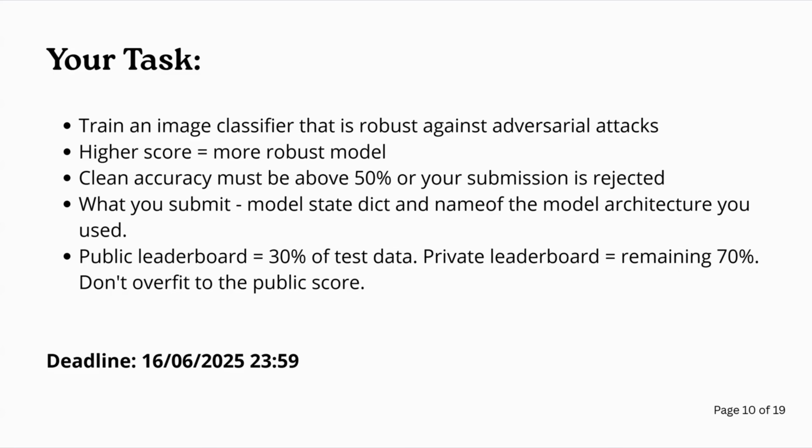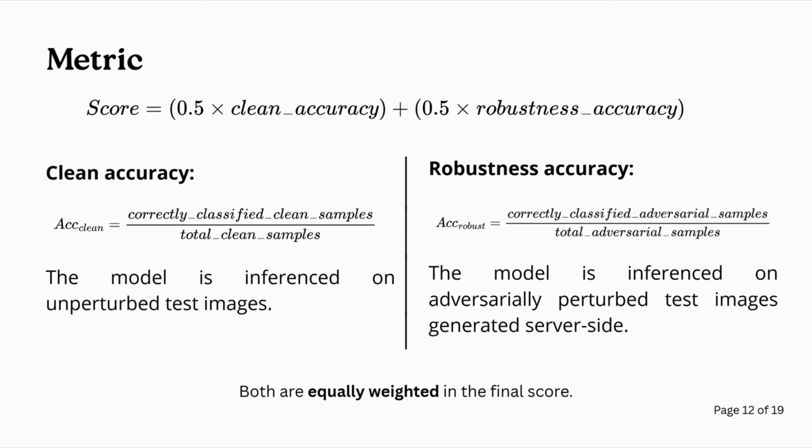The evaluation metric here is a combination of two things, clean accuracy and robustness accuracy, both equally weighted. Clean accuracy here is the standard classification accuracy. We are going to evaluate how correctly your model classifies the clean samples out of the total clean samples, inferenced on the unperturbed test images, the clean images.